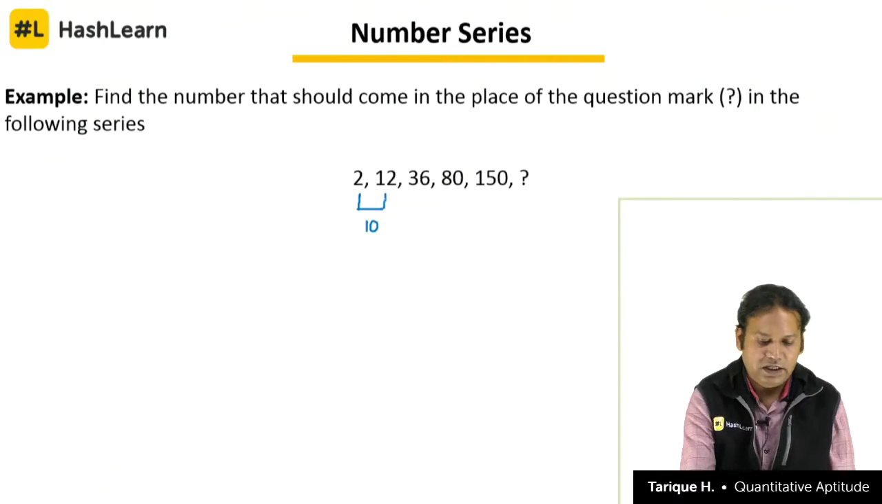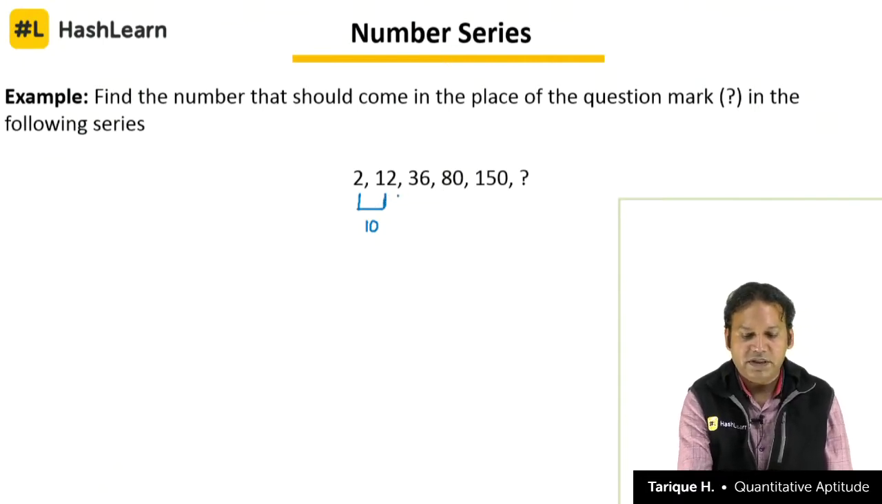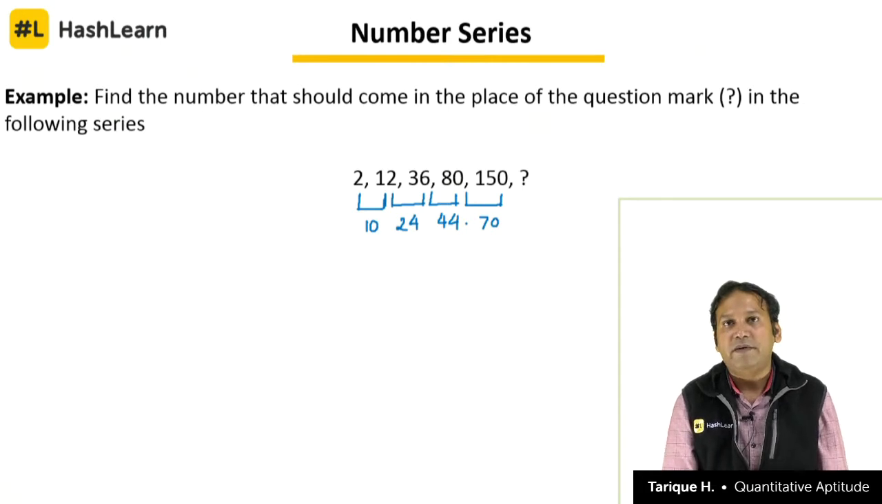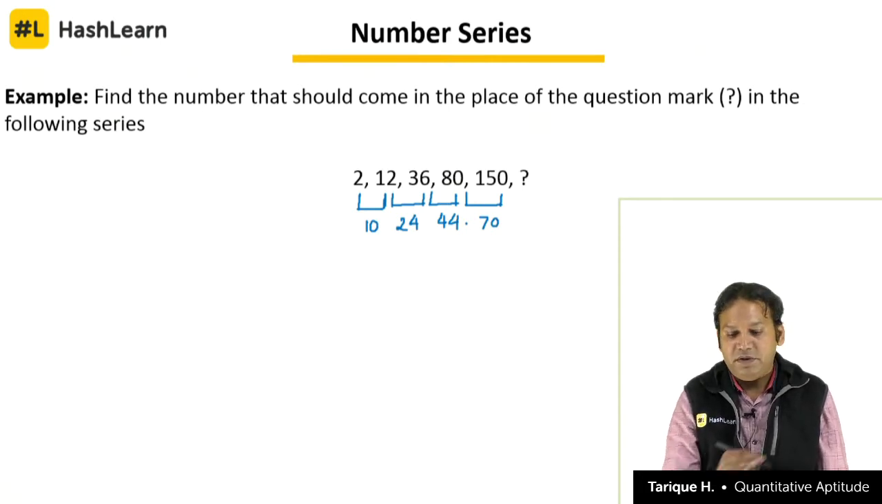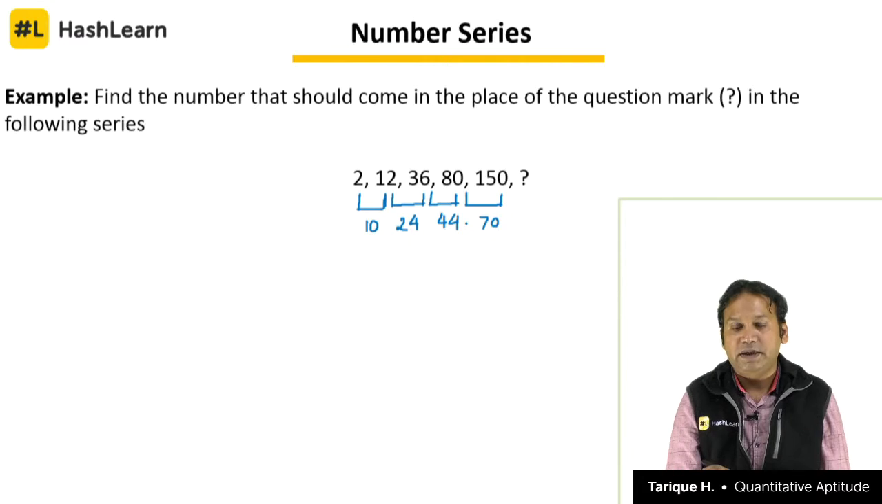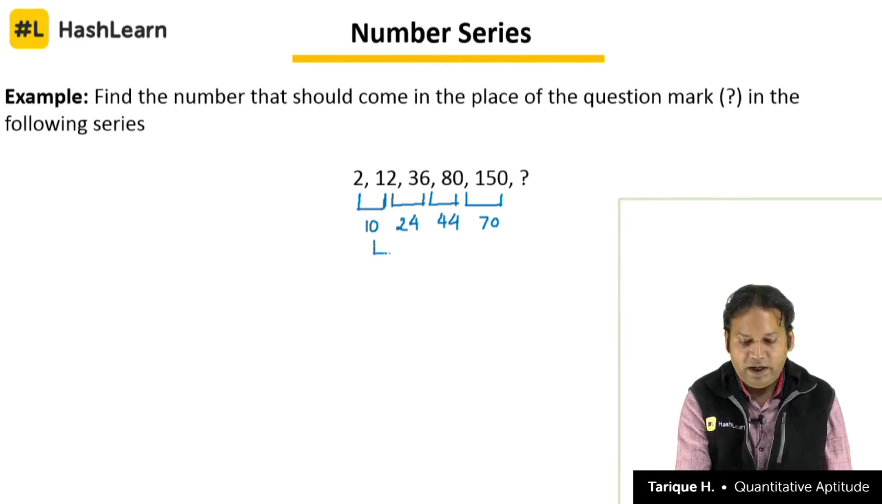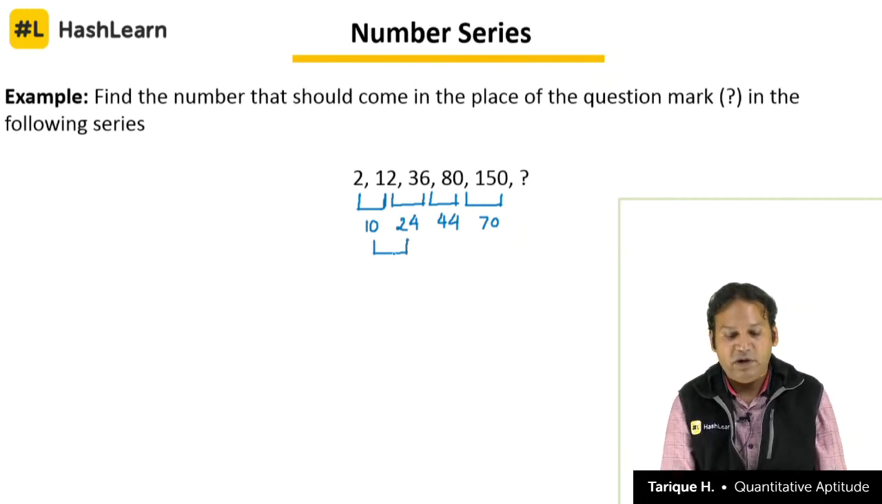So difference आप पहले देख लीजिए कितना है. 2 and 12 difference is 10. 12 and 36, what is the difference? 24. And 36 and 80, the difference is 44. And 80 and 150, the difference is 70. So we have found out difference at the first level. अभी जो difference first level पे आया है वो constant नहीं है, right? 10, 24, 44, 70. So what we can do, we can find difference one more time. एक बार और difference निकालिए.